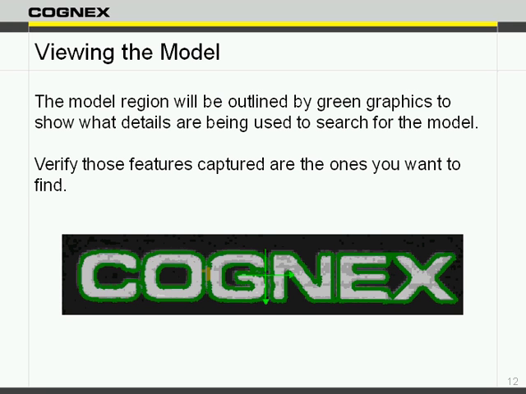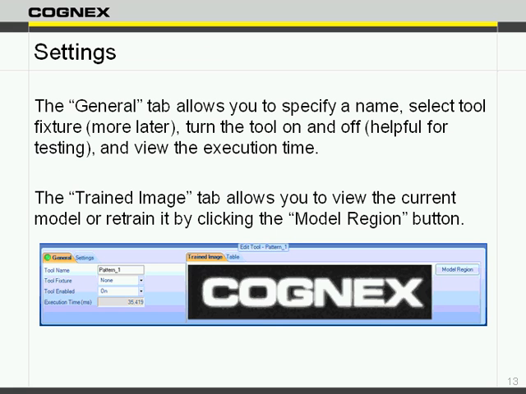Again, here you can see we've set a little bit easier to see there. You can see that in the model the edges are all defined with green, and you have the crosshair that says, yes, I found it.